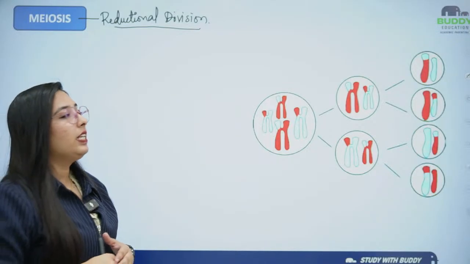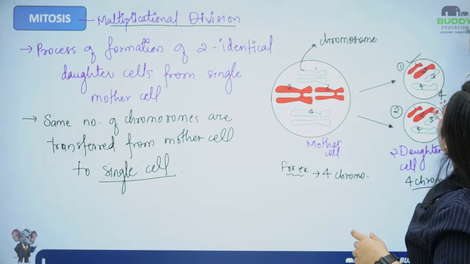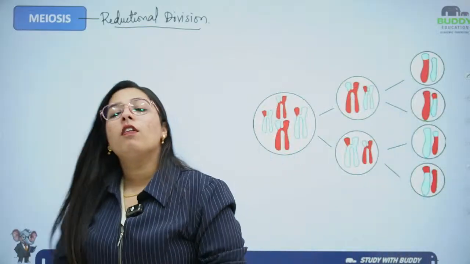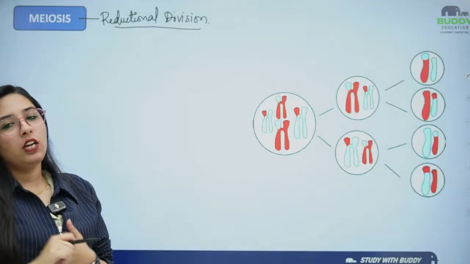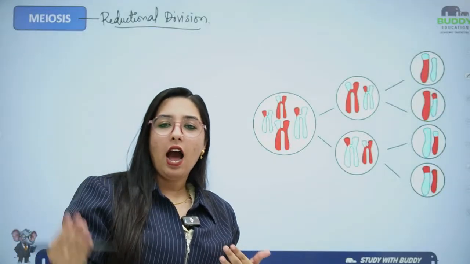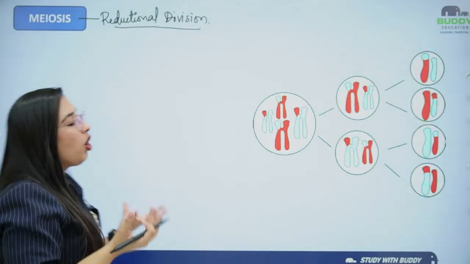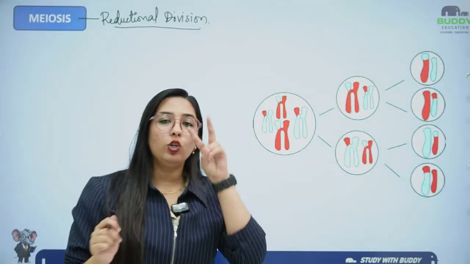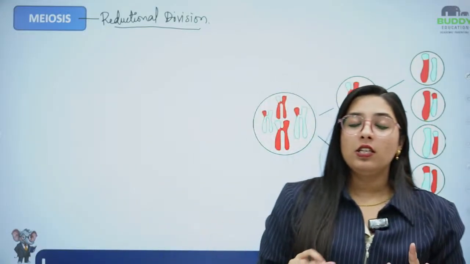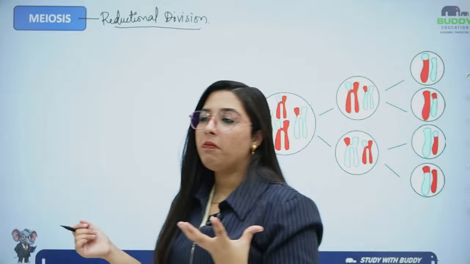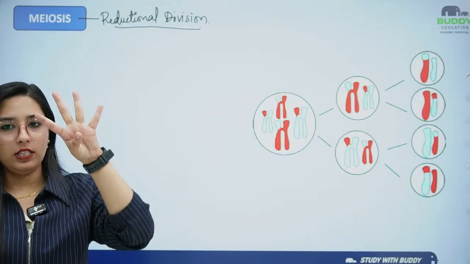I forgot to mention the function in this, so we'll take it both at the same time. When I'm talking about meiosis, I will say this is reductional division. The number of chromosomes is getting halved. This is a process occurring in two phases, meiotic first and meiotic second. So meiosis is basically the process of forming non-identical daughter cells, 4 daughter cells.